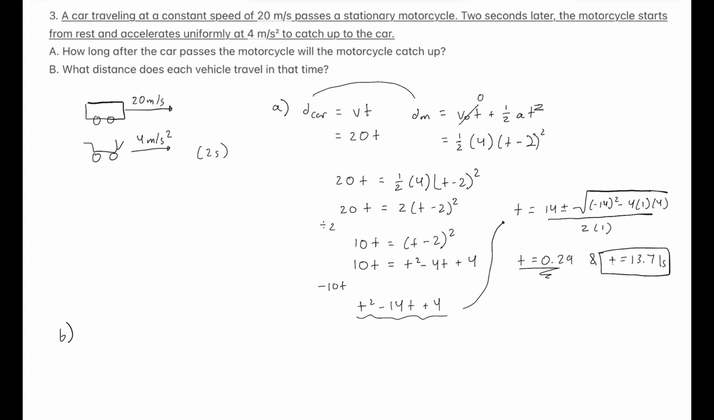What distance does each vehicle travel in that time? We can solve this problem by simply using the car equation for distance. So d equals vt, which is 20 meters per second times 13.71 seconds, which is equal to 274.2 meters.